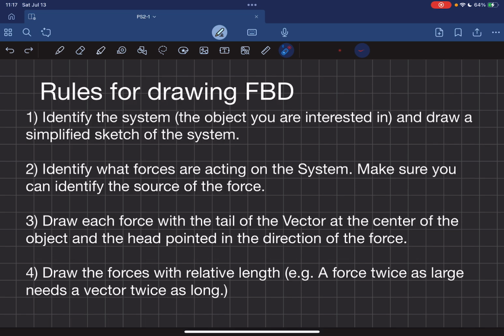Here are some simple rules for drawing free body diagrams. The first rule is to identify the system or the object that you're interested in. We're only going to be drawing the forces for the object that we are currently interested in the motion of. And then we're going to draw a simplified sketch of the system. So by that I mean we're going to draw the object and its immediate surroundings that are coming in contact with it.